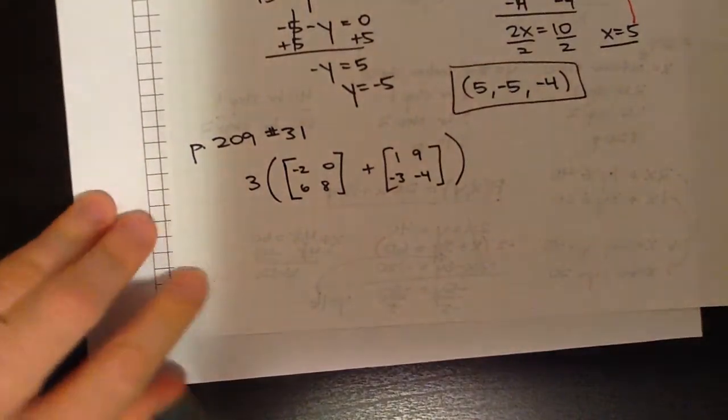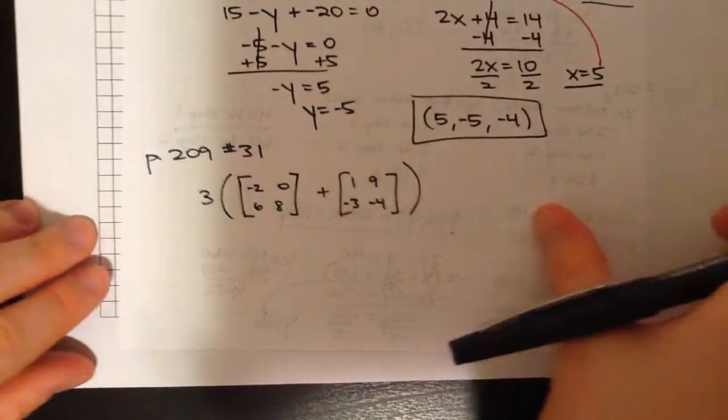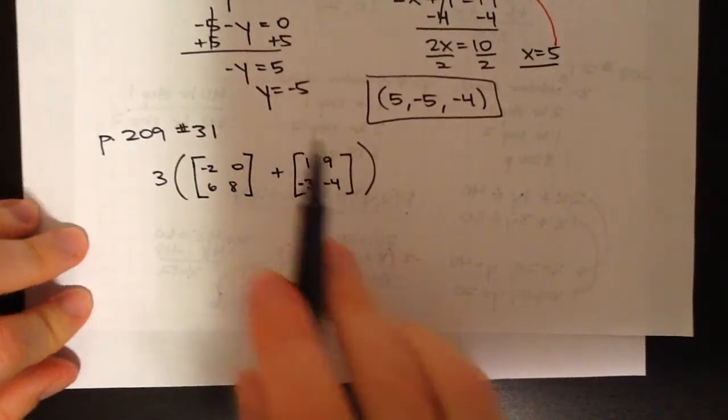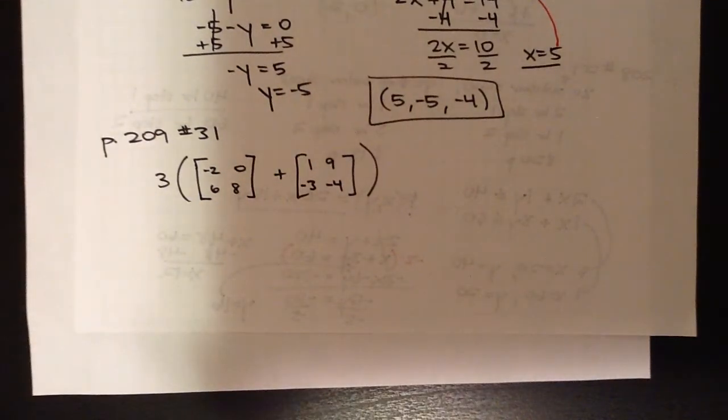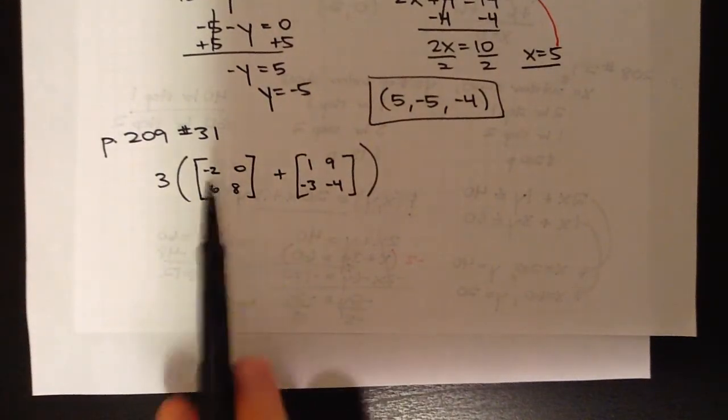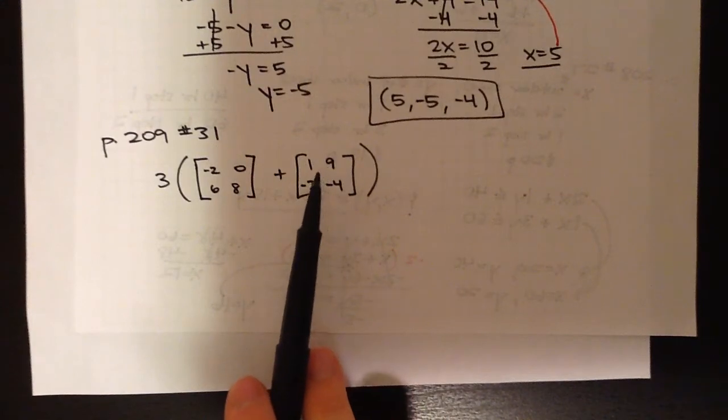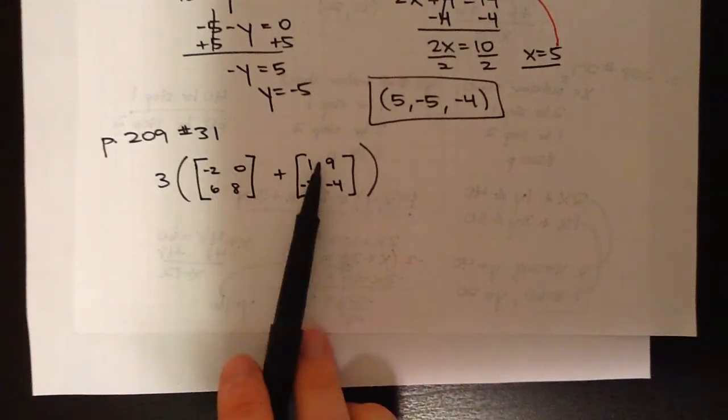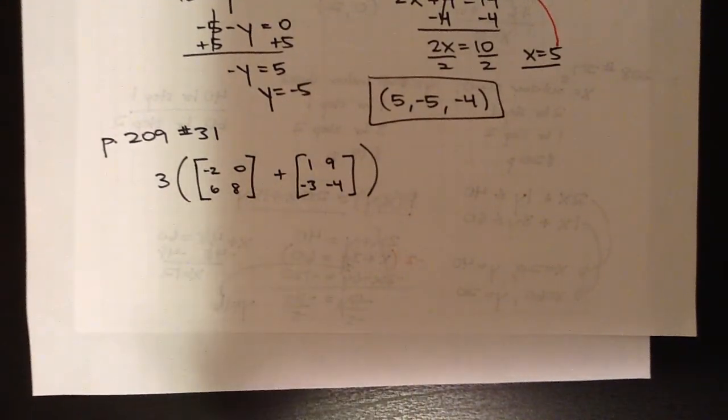Okay, so we still follow the order of operations, even though we're working with matrices. Order of operations says that I do what's inside the parentheses first. So inside the parentheses, I've got a matrix plus another matrix. The way that addition works is I just add the corresponding terms, which means it's very important to know that the matrices are the same size first.